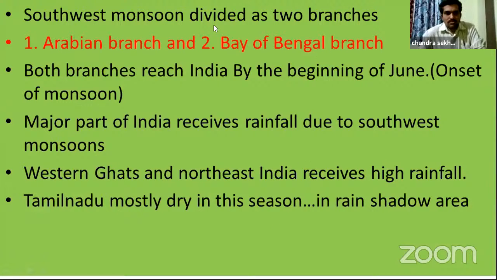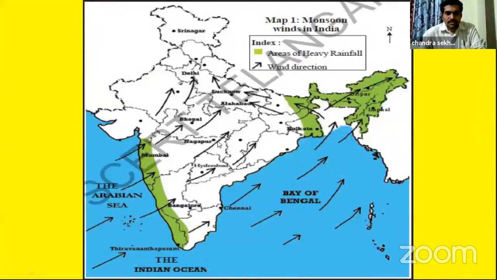The southwest monsoon is divided into two branches. The first one is the Arabian Sea branch and the second one is the Bay of Bengal branch. Here you can observe the two branches. Some of the winds which come through the Arabian Sea into India are called the Arabian branch. Some of the winds go towards northeastern states like Meghalaya, Tripura, Mizoram, reaching up to the Shillong Plateau. This branch is called the Bay of Bengal branch. So southwest monsoons are divided into two branches, the Arabian branch and the Bay of Bengal branch.